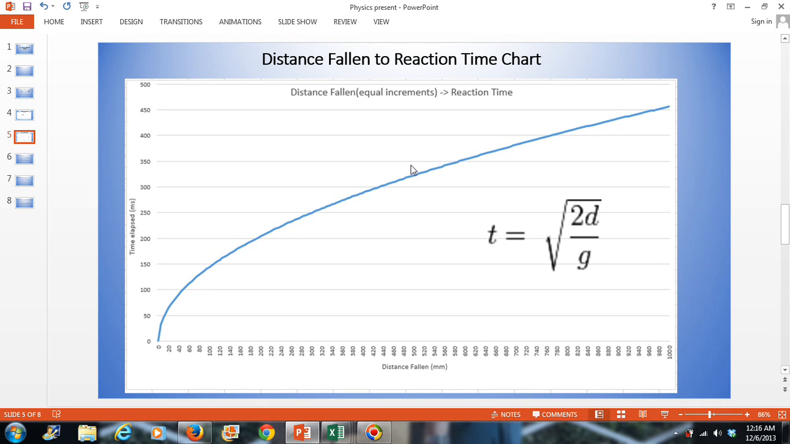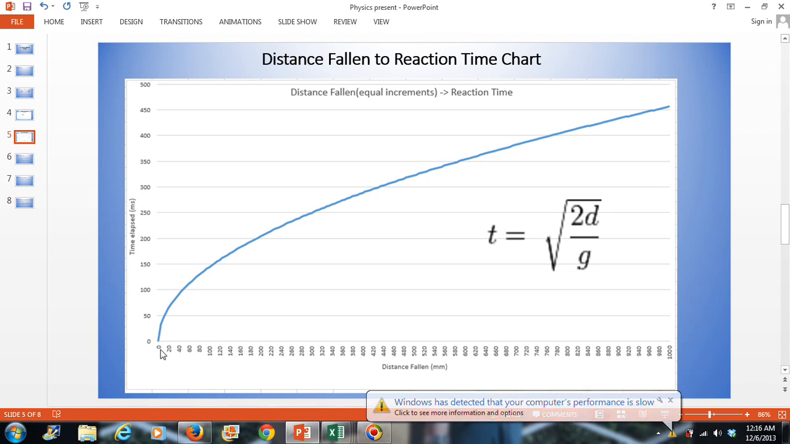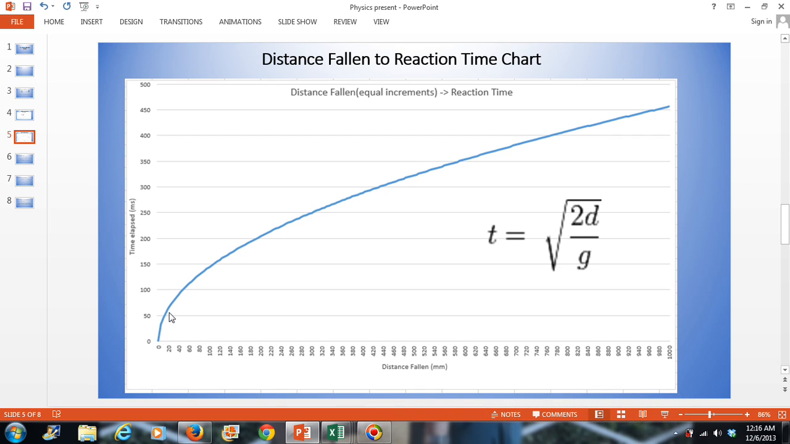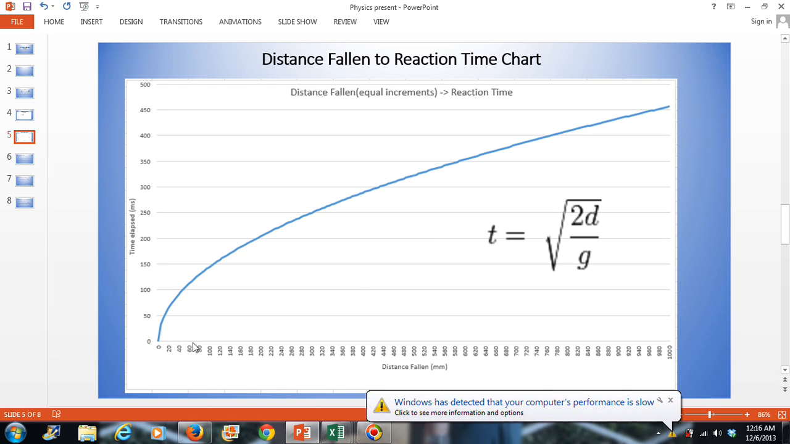It's a square root function, and over time, as the distance gets greater, the time is slowly decaying. So at 0, it'll be a greater increase from 0 to 20 than it is from 900 to 1,000. But we can use this function in order to make our reaction strip, which is how I made my reaction strip.